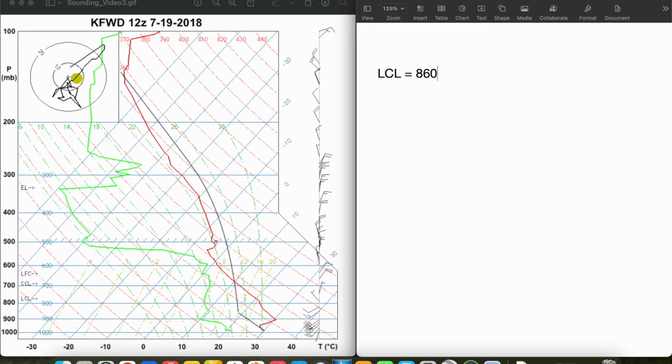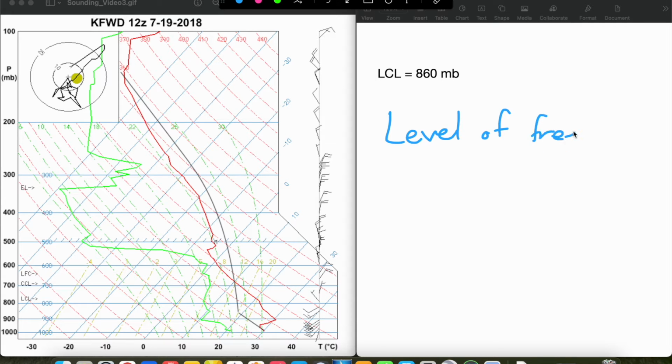And I'm going to keep a list of all of our parameters that we find over on this right side here as we find them. So next we're going to find a variable called the level of free convection, or for short, the LFC. And the LFC is really simple. It's basically the first point where the parcel becomes warmer than the environment. Or, in other words, where the parcel trace first moves to the right of the environmental temperature profile.